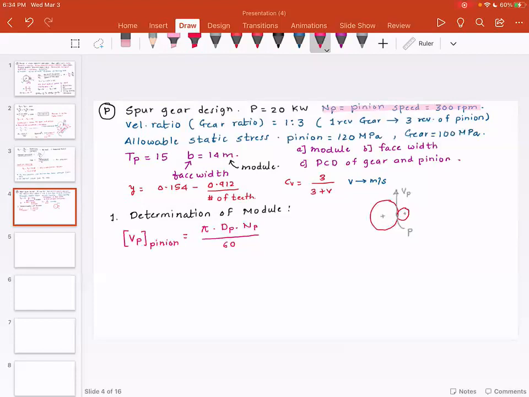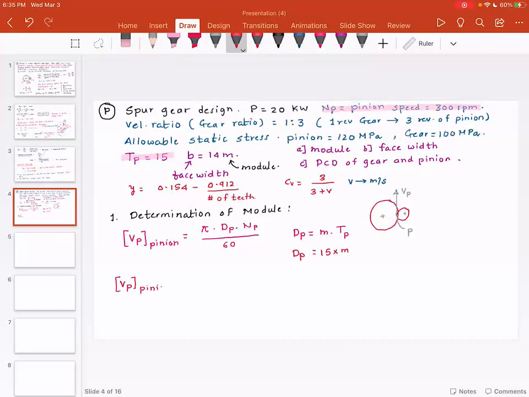But here is the thing. In this problem, unfortunately, the diameter of the pinion is not known. However, we know the relationship between the module and number of teeth. The pitch circle diameter is equal to module times number of teeth. I know from this problem the number of teeth on the pinion is 15. So I will substitute 15 times m as the diameter of the pinion, and I will find out the velocity of the pinion.